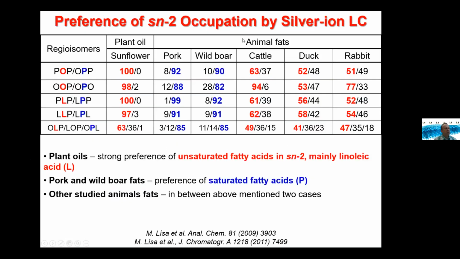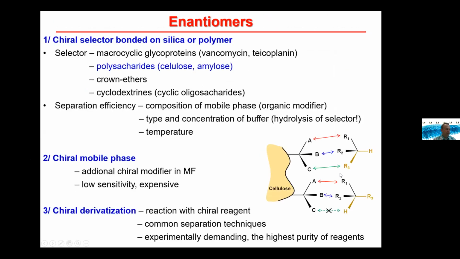And this is the application of this methodology for the determination of SN2 occupation in various plant oils and animal fats. You see here that in plant oils, there is always a strong preference for unsaturated fatty acyls, especially linoleic. In animal fats, there is a preference for saturated in the case of pork and wild boar, but for other animals, it's something in between. So for such detailed studies, this methodology is available.